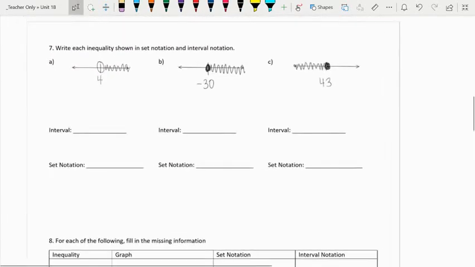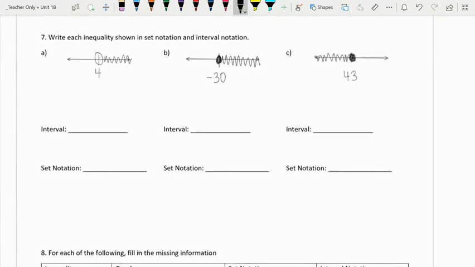So let's get into using this set notation, right? So if we're looking at A, B, and C, I encourage you to pause and write the inequality for those really quick. So if you're able to write those inequalities, it'll help with our interval and set notation.